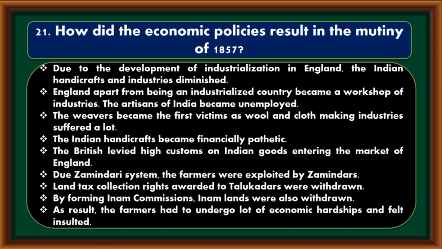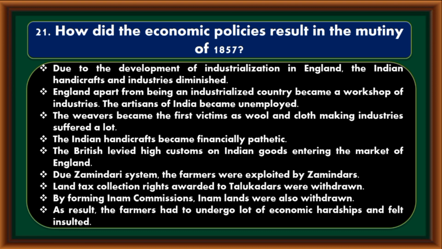How did the economic policies result in the mutiny of 1857? Due to the development of industrialization in England, Indian handicrafts and industries diminished. England, apart from being an industrialized country, became a workshop of industries. The artisans of India became unemployed. The weavers became the first victims, as the wool and cloth making industry suffered a lot. Indian handicrafts became financially pathetic. The British levied high customs on Indian goods entering the market of England.